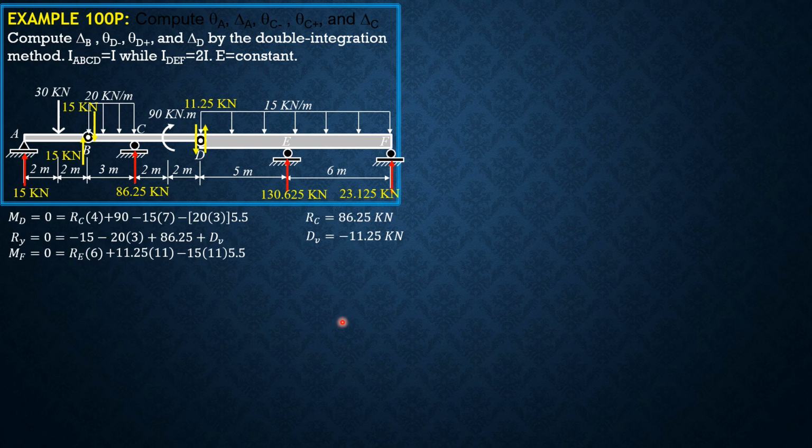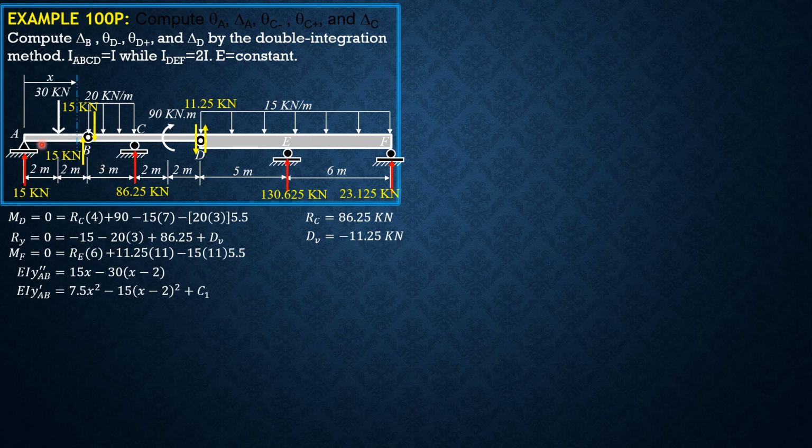So we now establish the differential equation of the elastic curve for portion AB. That's the sectioning, call that x. So therefore EI y double prime AB is equal to 15 times x minus 30 times quantity x minus 2. So integrating, EI y prime AB is equal to 7.5 x squared minus 15 quantity x minus 2 squared plus constant of integration C sub 1.